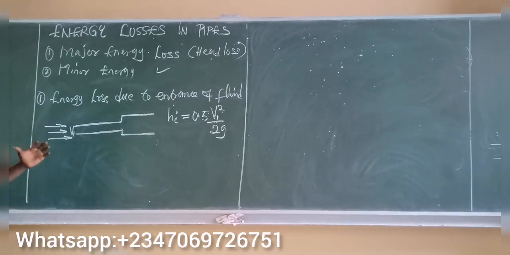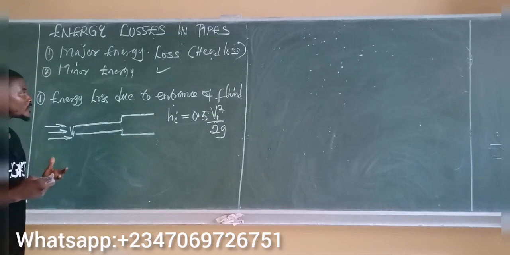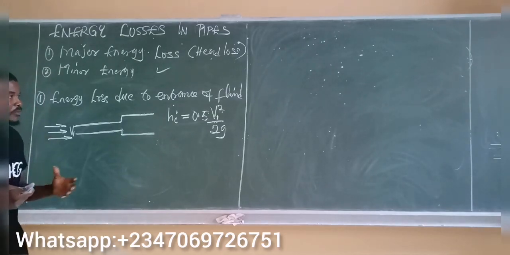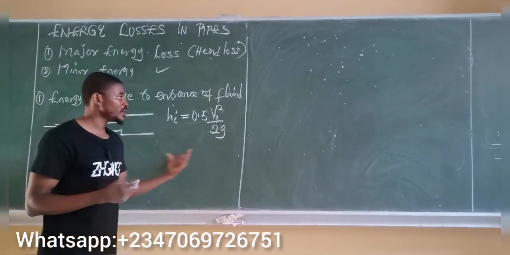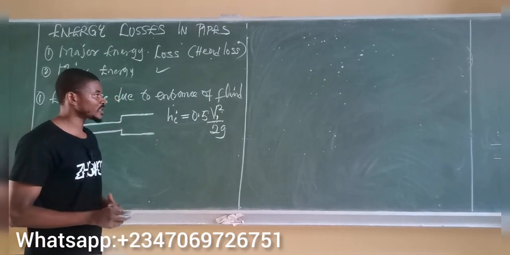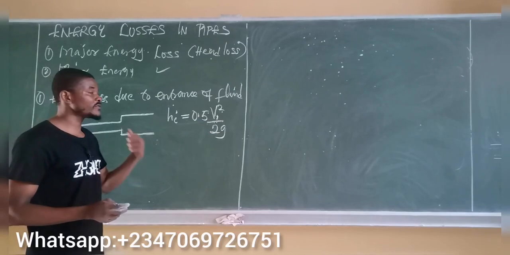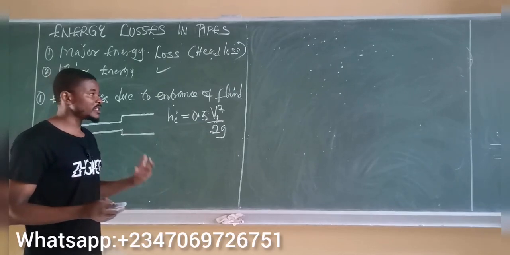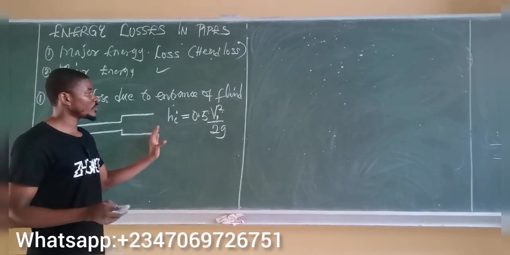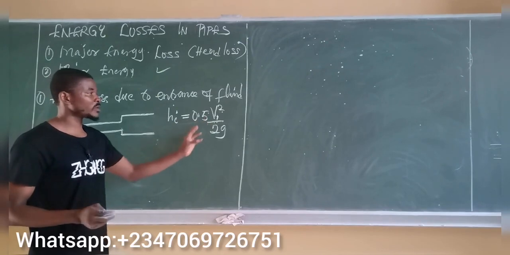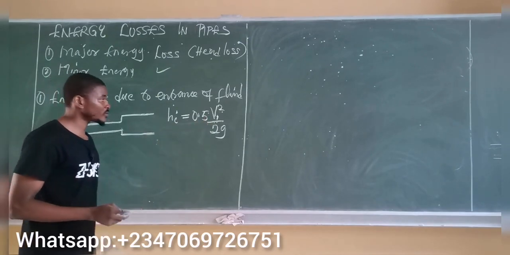So as a fluid enters a pipe, it experiences a reduction in flow. That reduction in flow is what causes the head loss due to entrance. And we use simply this formula to calculate head loss due to entrance. So if the speed of flow is v1, the initial speed at the entrance, then we use this equation, 0.5 v1 squared all over 2g, to calculate head loss due to entrance of fluid.